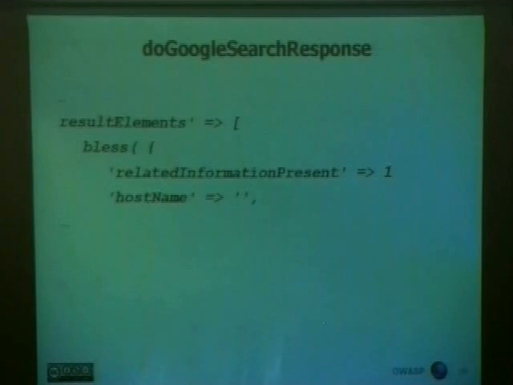Okay, we then have the result elements, which are essentially each of the results that come through, generally 10. This is how they're all specified. The related information present means we can use the related search operator to run against the search result, and we can then get the related searches from there. If we provided the filtering option, and it's turned on, the host name will specify the host name with the duplicate results.